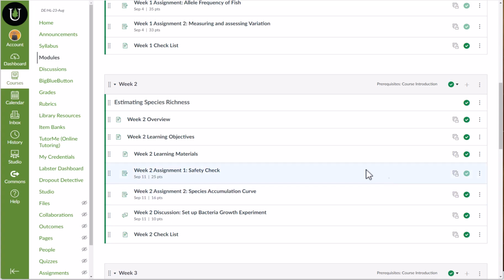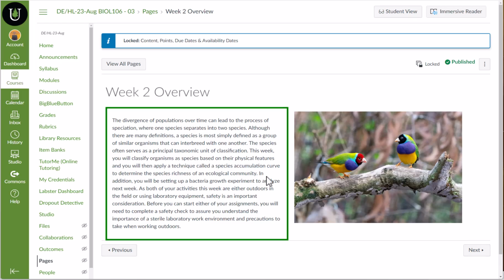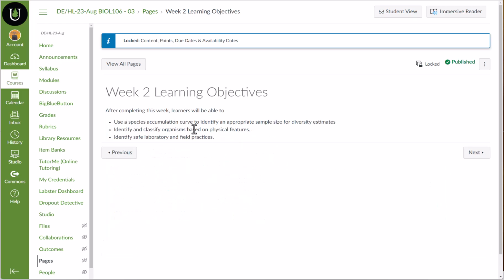Let's take a look at what you're doing this week. The topic is estimating species richness. You have your overview, you have your learning objectives. So it talks about species accumulation curves, determining what kind of sample size you're going to need to get an accurate estimate of species diversity. And then you'll also be working on classifying organisms, and you'll go over some safe laboratory practices.